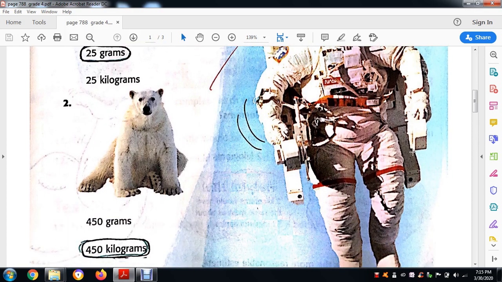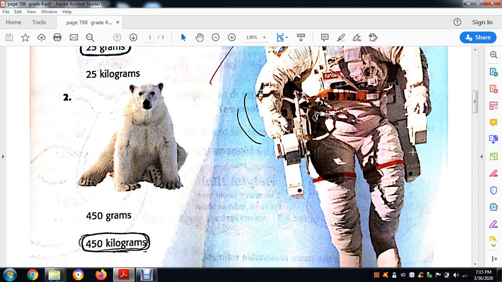Next number is number 2. See the picture, it is a bear. Two answers are given, we have to select the correct one. 450 grams and 450 kilograms. The correct answer is 450 kilograms. We will circle this answer because a bear is big, 450 grams is very small, it cannot be possible.